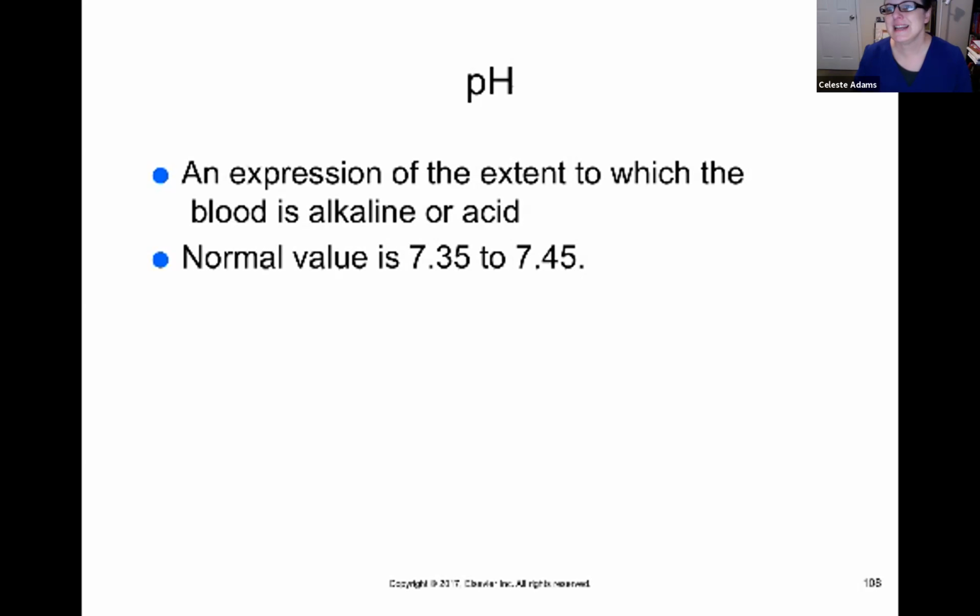An easy way to remember carbon dioxide, CO2: take away the 7 in the pH, and you have your CO2 levels. So you know your pH is 7.35 to 7.45. When you go to write your CO2, take out the 7 and you have your CO2 level. Easy way to remember CO2.